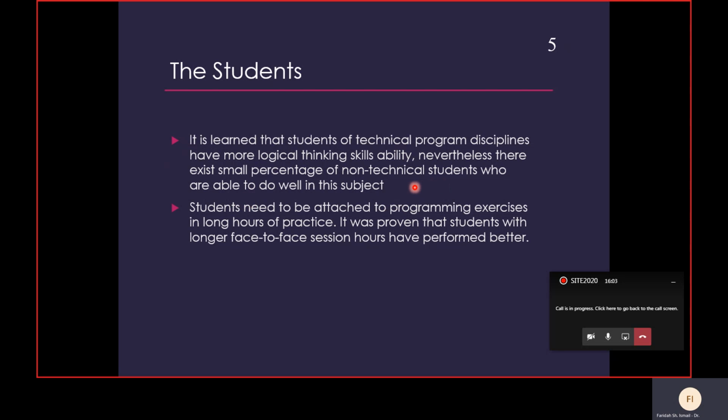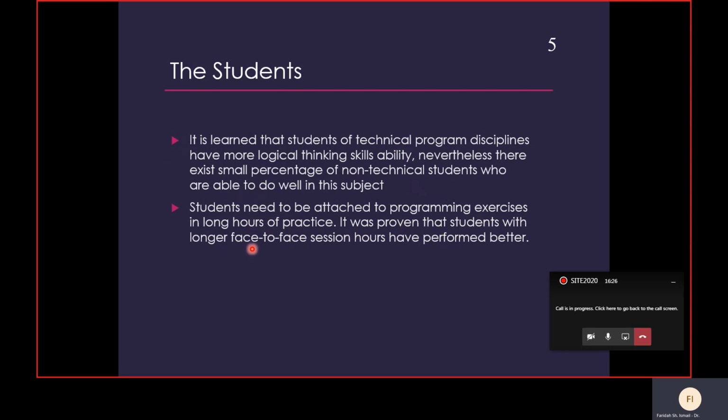However, it is also found by a researcher that they do not depend on background to be able to perform in this subject. It all depends on how well they do the exercises. So the second point here, students need to be attached to programming exercises in long hours of practice.